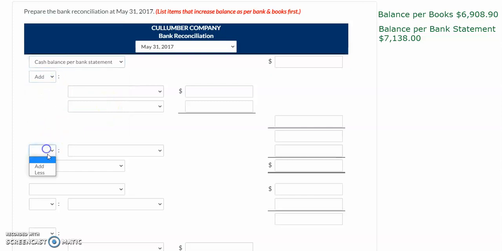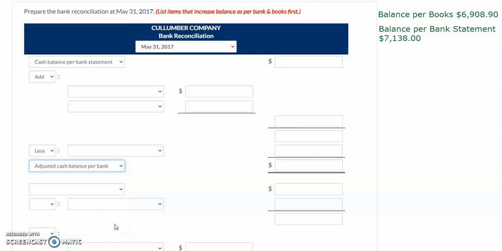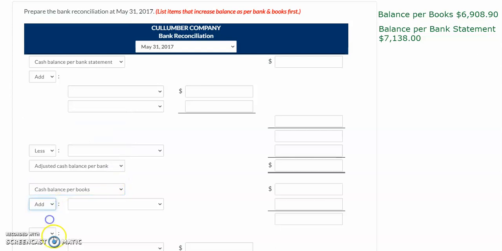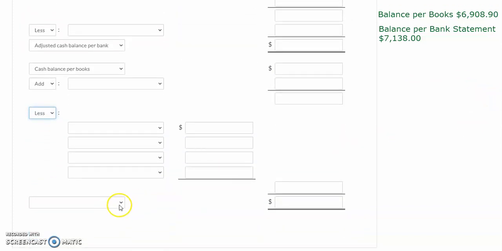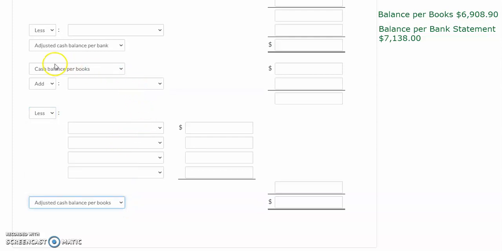We always start off with part 1 of our reconciliation with the cash balance per bank statement. Then we're going to add and subtract our reconciling items in order to get to our adjusted cash balance per bank. Part 2 of our reconciliation starts off with our cash balance per books. And we're going to add and subtract reconciling items in order to get to our adjusted cash balance per books. And at the end of the reconciliation, you have to make sure that our adjusted cash balance per bank equals the adjusted cash balance per books.